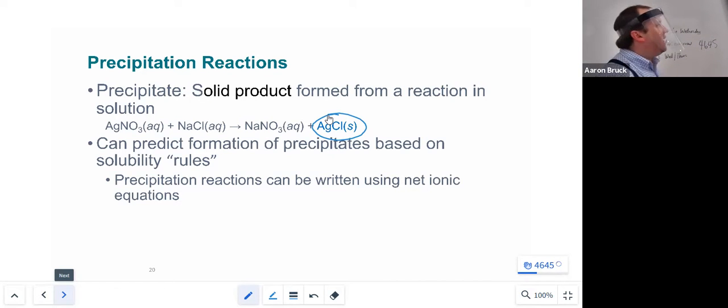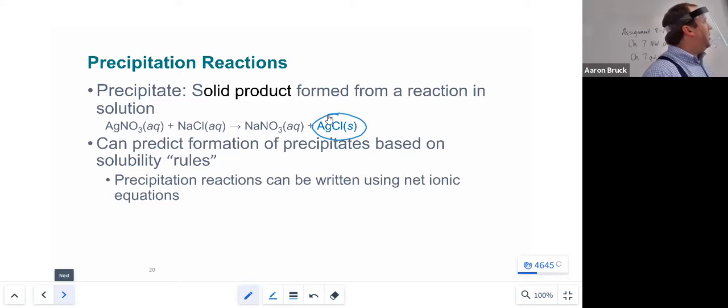Why would I see that? Well, because it comes back to our solubility rules. Chlorides are usually soluble in water, except with lead, mercury(I), and silver. Silver chloride being one of the products of this reaction, we would anticipate based upon the solubility rules that it comes out of solution, that it forms a solid.